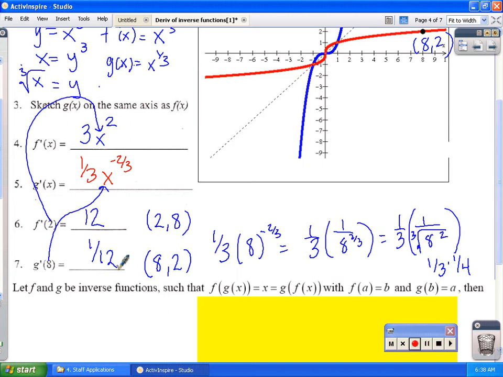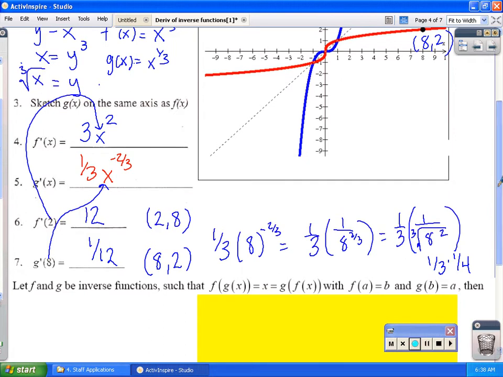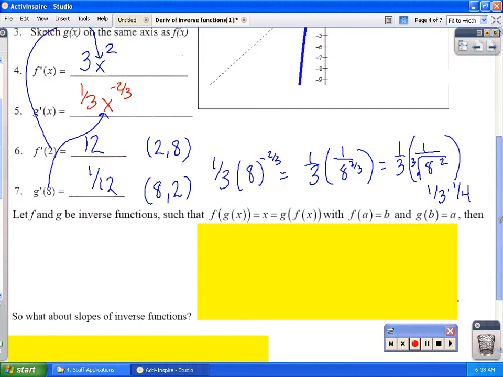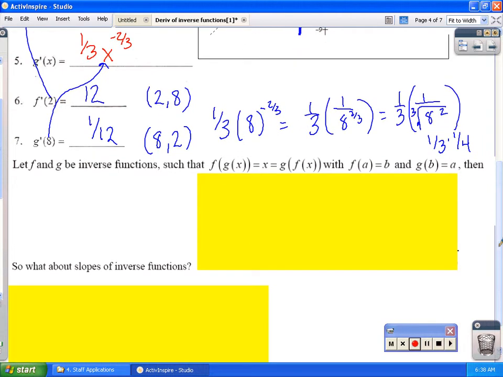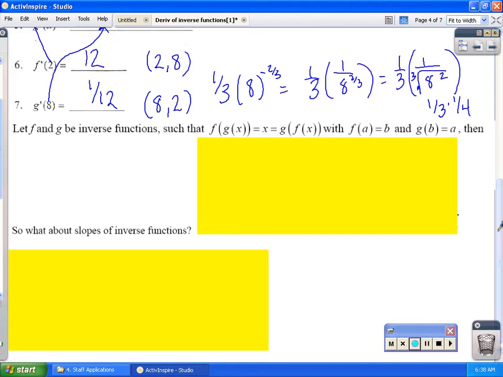So at least at these two particular points that I've chosen, these partner points, you notice that the derivatives are reciprocals of each other. And that's pretty much the key to your success on finding the derivative of inverse functions, is understanding that partner points on inverse functions have reciprocal slopes. Let me say that again, because that's important for you to write down. Partner points on inverse functions have reciprocal slopes.